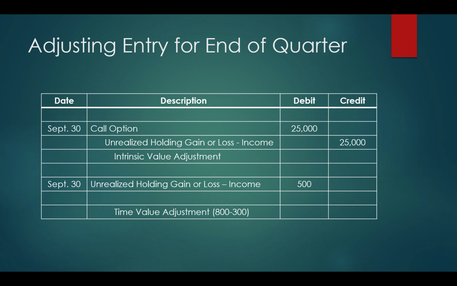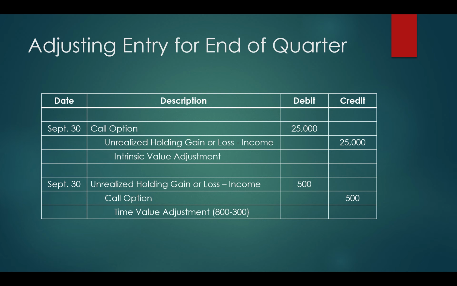We're told the time value is $300. Now, since we purchased the option for $800, we need to reduce the time value of the option by $500 to show the loss in time value. To do this, we reduce the unrealized holding gains or loss account by debiting it $500 since debits reduce an income account. To reduce the value of the call option, we credit the call option account by $500 since credits reduce an asset account.